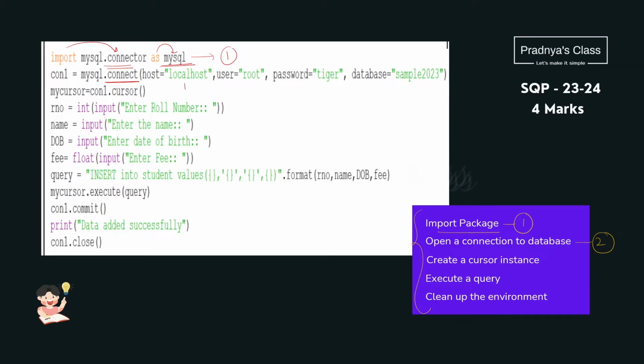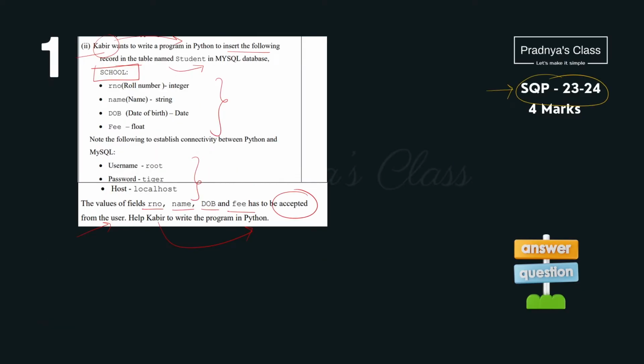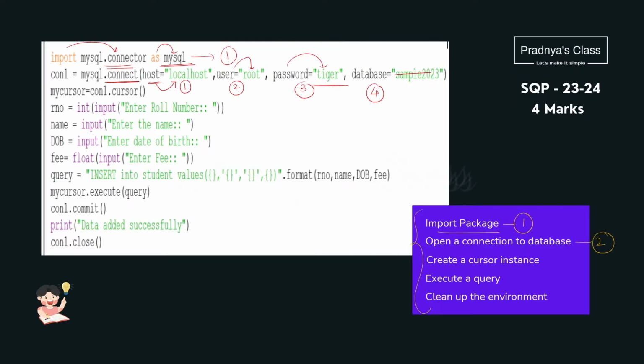According to the provided information, we need to write this parameter. First parameter is host. Host equals to localhost. The second parameter will be user, that is root. Here is the third parameter. Password equals to tiger. It is mentioned in the question. The final parameter is database. Look at the question. The name of the database is school. So we need to provide it here. If it is not mentioned, then you can write anything.